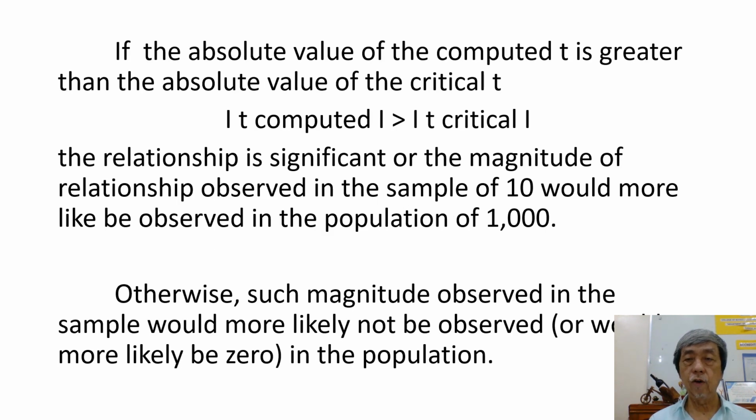If the absolute value of the computed t is greater than the absolute value of the critical t, the relationship is significant, or the magnitude of relationship observed in the sample of 10 would more likely be observed in the population of 1,000. Otherwise, such magnitude observed in the sample would more likely not be observed or would more likely be zero in the population.